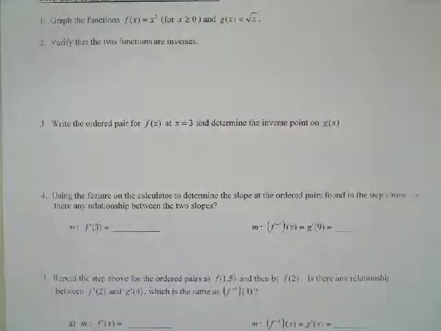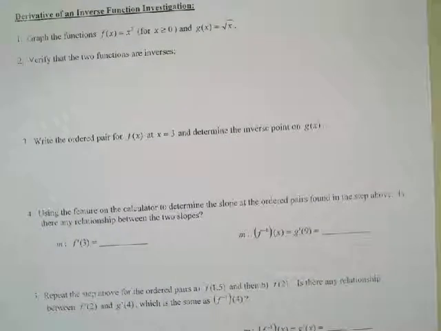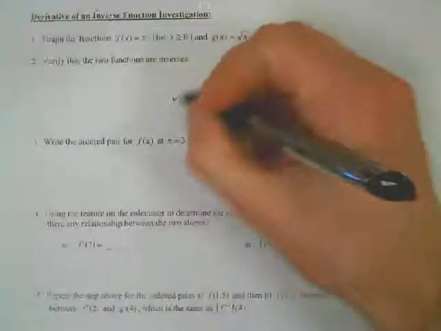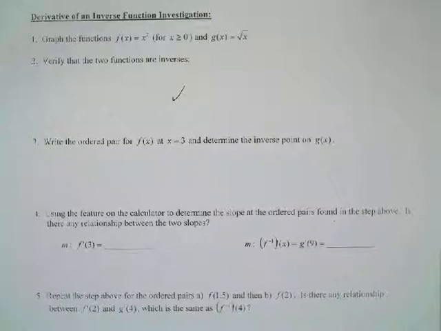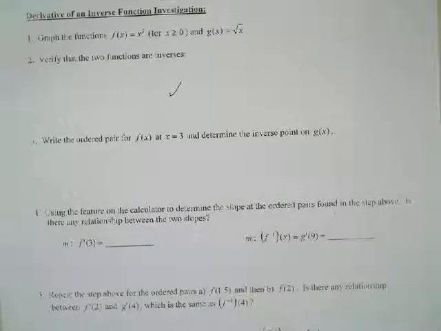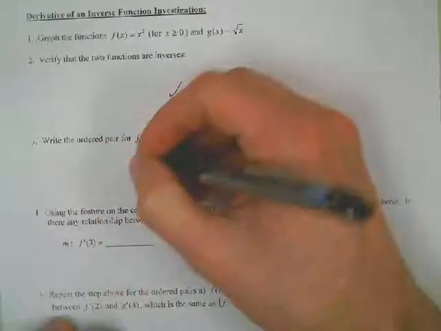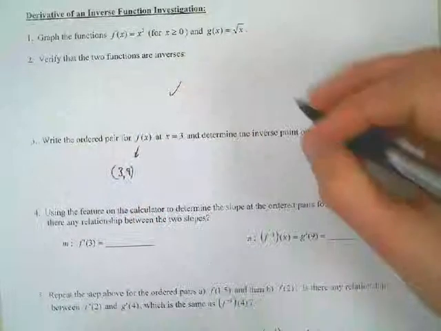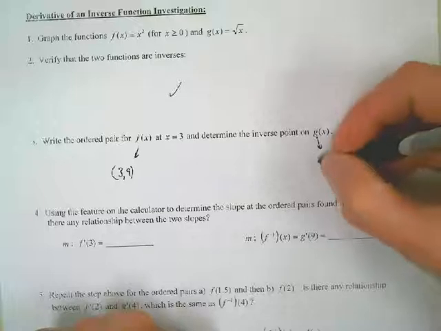This is a little bit of a challenge, and I would like to get this done, so we're going to go over it here now. All right. I'm going to skip number 2 because hopefully everyone was able to verify that those two functions are inverses of one another. Okay. So number 3, we do want to write the ordered pair for f of x at x equals 3. So what is the ordered pair there for f of x? 3, 9. 3, 9, okay? Which then makes the inverse point on g 9, 3. Right, so it's flipped around.